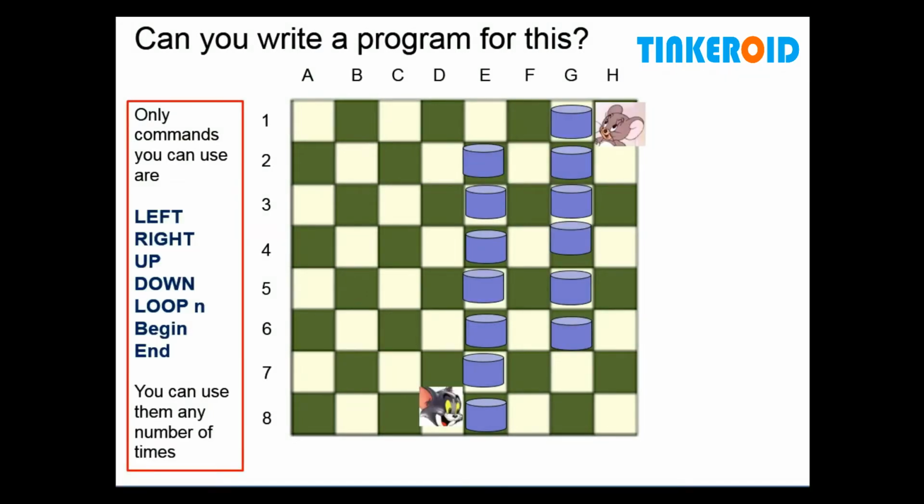Now let's take another program. This time, we have added 2 more commands. We made the game a little more complex than what was there. If you look at the left side, you can see the commands left, right, up and down. We have added loop, n, begin, end. What do they mean? We will see that.